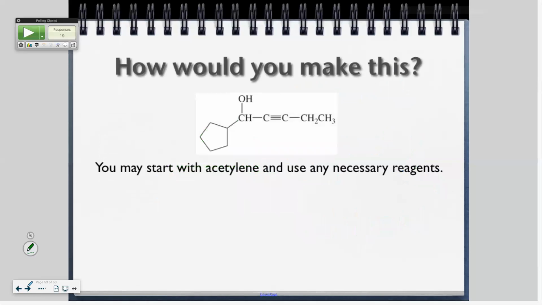All right, so how would you make that? We have enough time to make it. You can start with acetylene and any necessary reagents. I want you to tell me where are the 2 carbons of acetylene in that compound? Where do you think they are? Because that really helps you to figure it out. So you can figure out what you need to add.